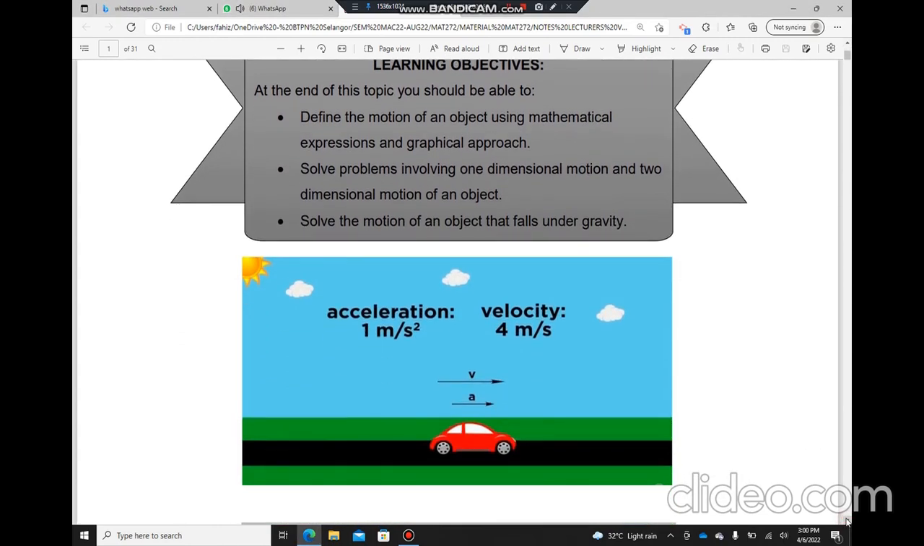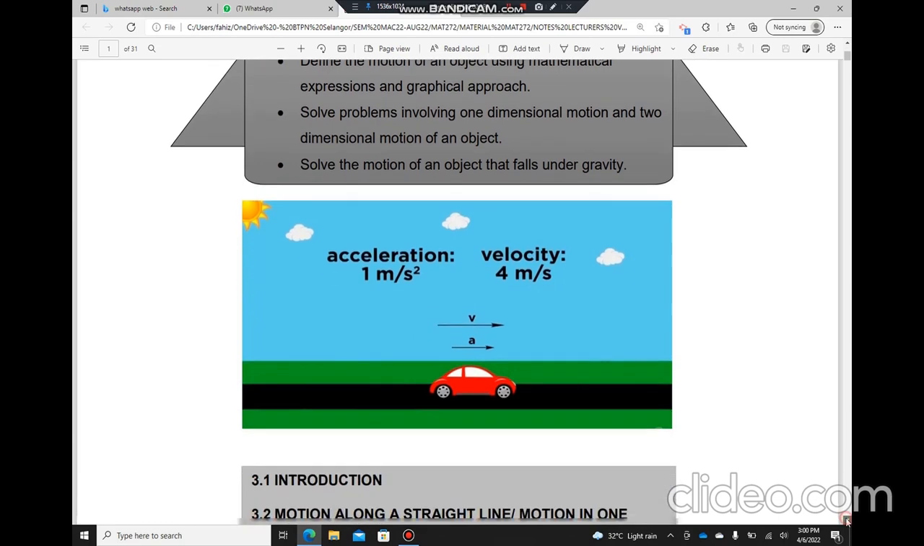Okay, so the learning objective for this chapter, at the end of this topic, you should be able to first define the motion of an object using mathematical expressions and graphical approach. Solve problems involving one-dimensional motion and two-dimensional motion of an object. And then last one, solve the motion of an object that falls under gravity.